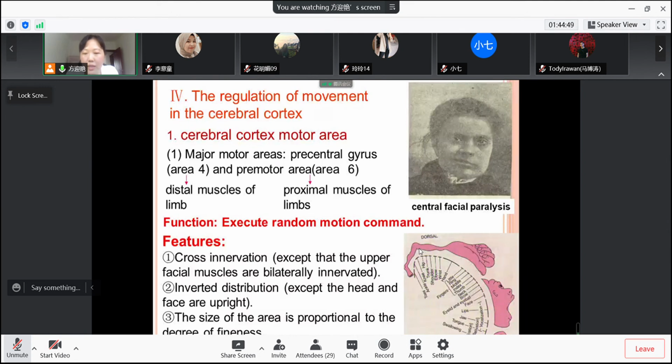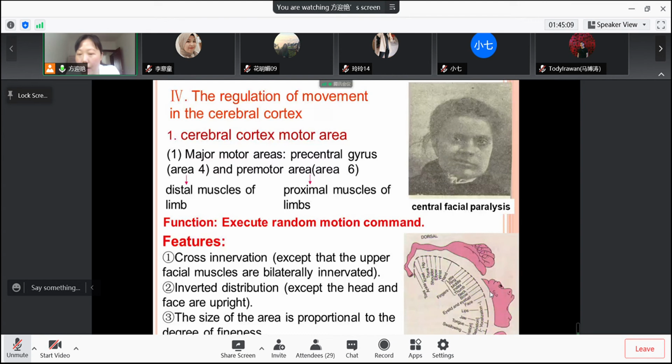It means that this is the top. We can see that the top of the motor area innervates the foot or the legs. We call it inverted. And then we can see here is the head.